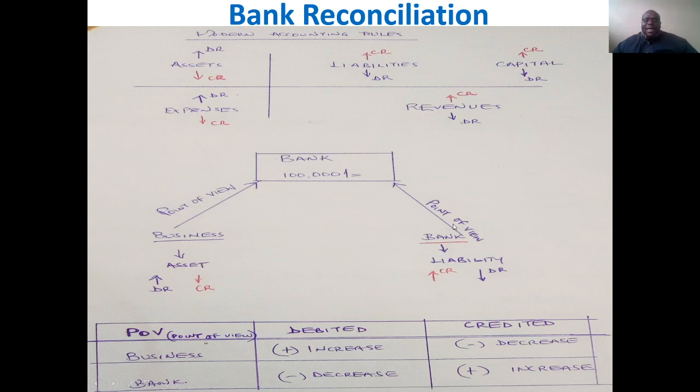We are the bank's customer. So the bank is just holding our money. We are a creditor to the bank. We are owed money by the bank. It is just holding our money. We can ask for that money anytime. So it is a debt or a liability to the bank in our business name.